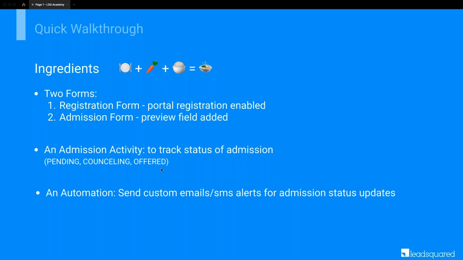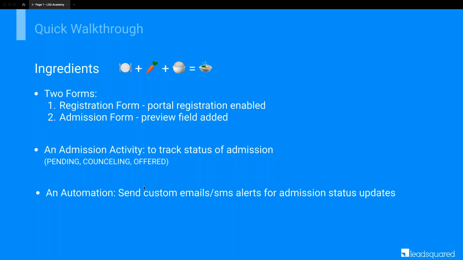But at least in this case, we'll need an automation to send custom emails and SMS alerts for admission status updates. Whenever the admission activity changes from pending to counseling, or from counseling to offer, these things will be visible on the user's dashboard when they log in on the portal. But we also want to send some kind of email or SMS communication, which can be achieved with an automation. So we can set up a workflow based on activity triggers: if our admission activity changes to pending, send an email or SMS, or if it changes to counseling, send an email, and things of that nature.